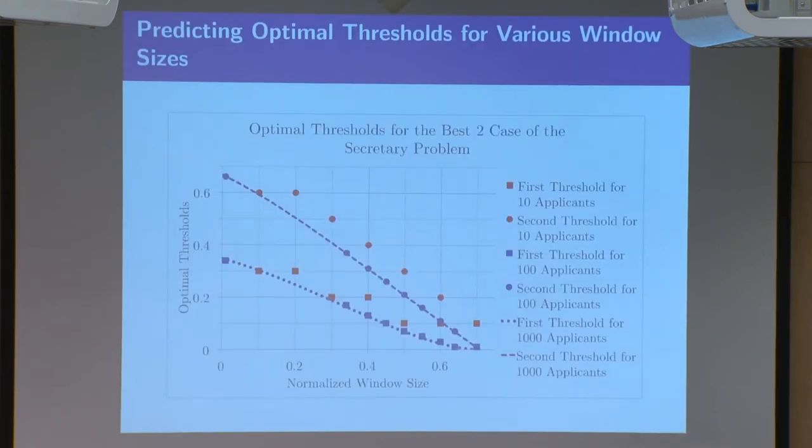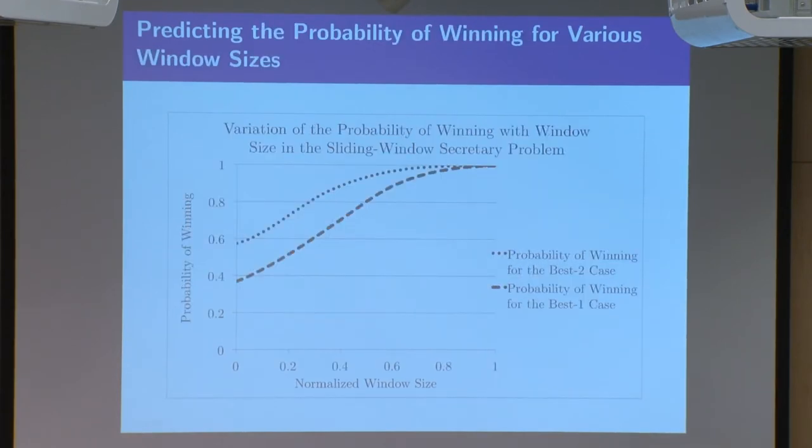So now that we have the optimal form of the strategy, as we did for the best one case, we can compute the optimal thresholds. This time, there are going to be two thresholds. And as we can see here, you can find a similar asymptotic solution for a large number of applicants. And we can also find the probability of winning from these optimal thresholds.